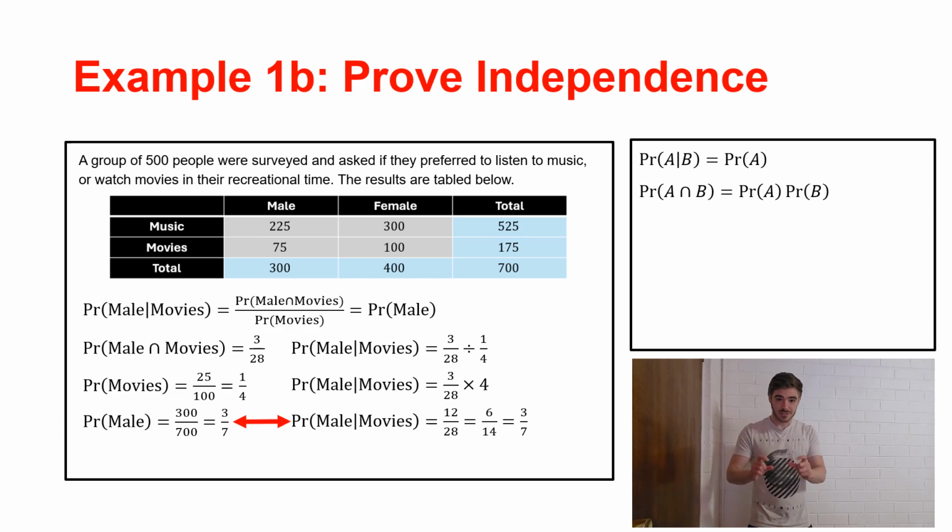So the only difference between those two approaches is whether you're doing a multiplication or a division. And just to reiterate, if the probabilities did not match, those events would not be considered independent. We'll see an example of that next.